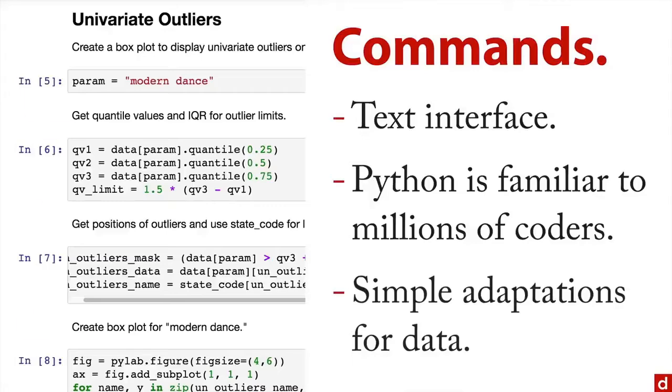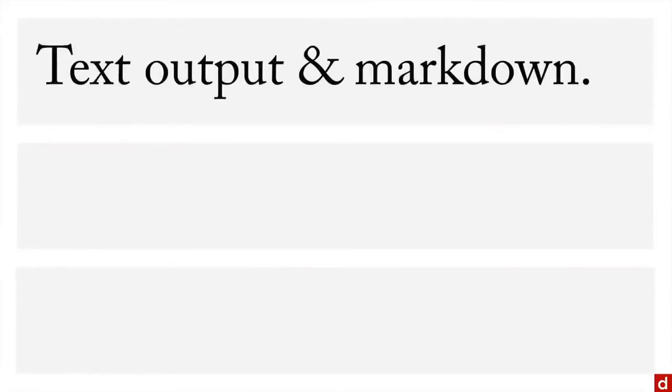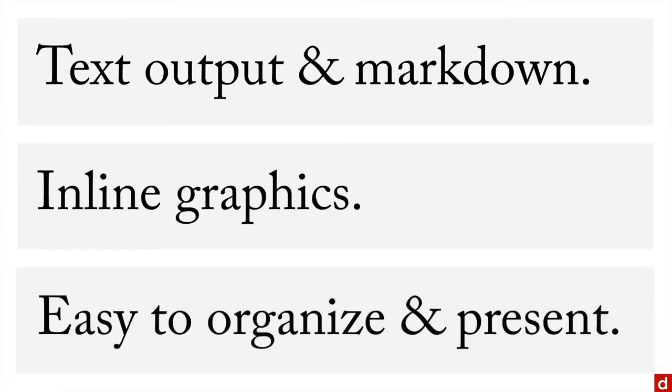So let me say something else again. Data science loves Jupyter, and Jupyter is the browser-based framework. It's a local installation, but you access it through a web browser that makes it possible to really do some excellent work in data science. There's a few reasons for this. When you're working in Jupyter, you get text output, and you can use what's called Markdown as a way of formatting documents. You can get inline graphics where the graphics just show up directly beneath the code that you did it. Also, it's really easy to organize and present and to share analyses that are done in Jupyter, which makes it a strong contender for your choices in how you do data science programming.